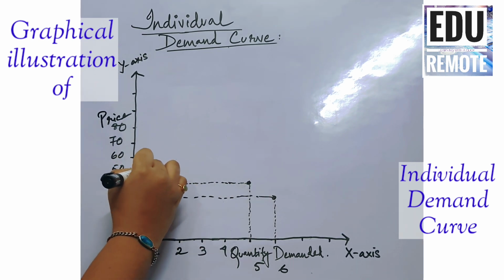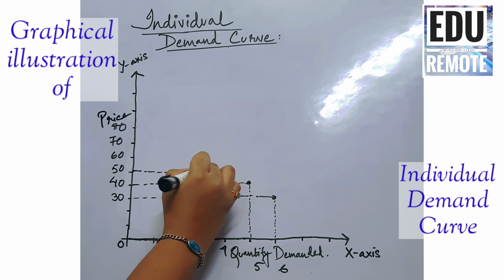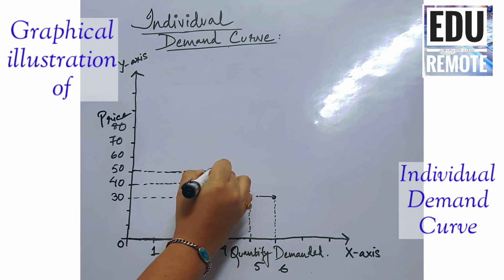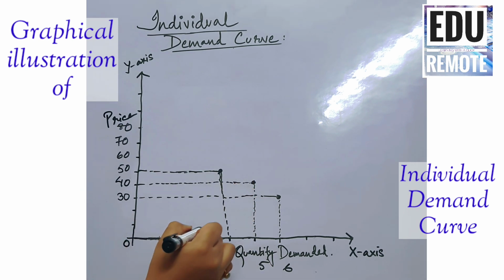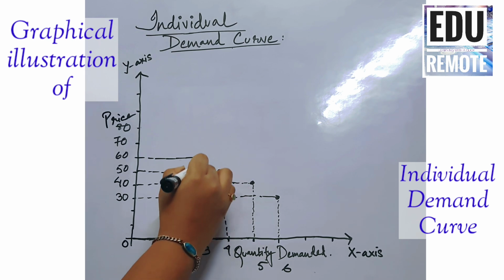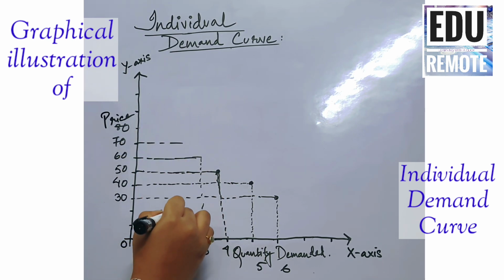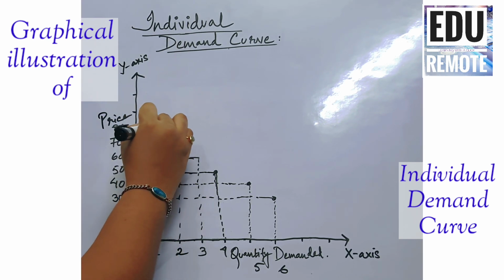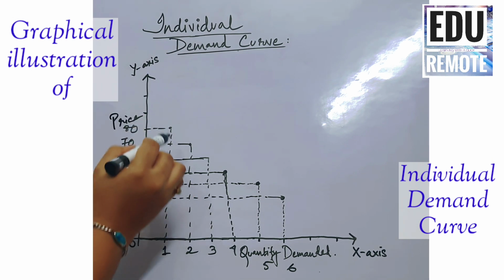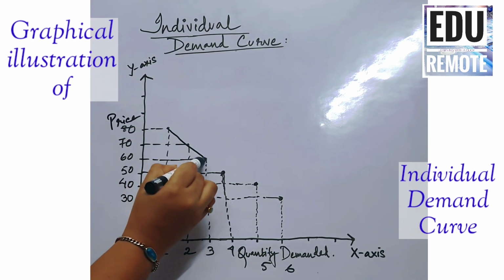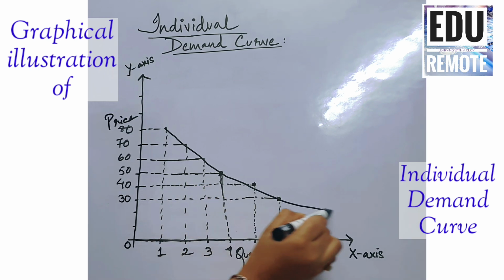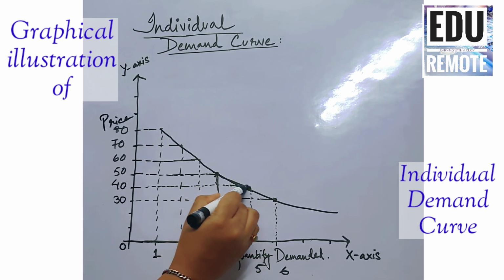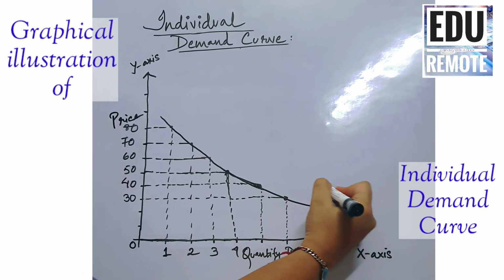At 50, quantity demanded is 4. At 60, the quantity demanded is 3. At 70, quantity demanded is 2. And at 80, the quantity demanded is 1. So now if we join these respective points, it will give us the individual demand curve, which is also negative and is giving us the inverse relationship between price and quantity demanded.